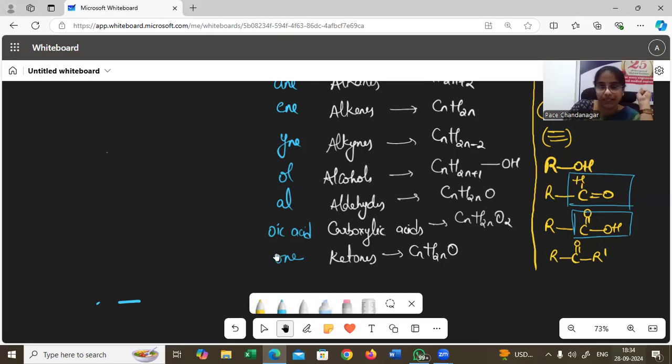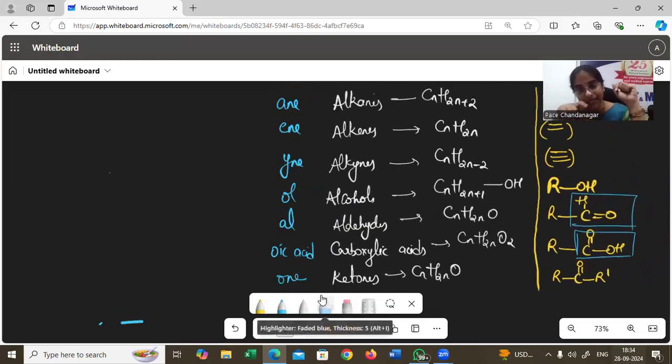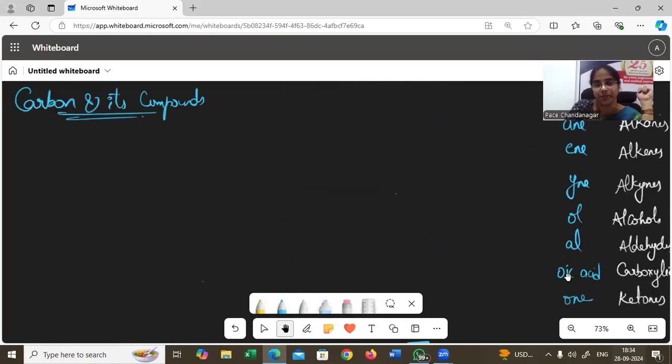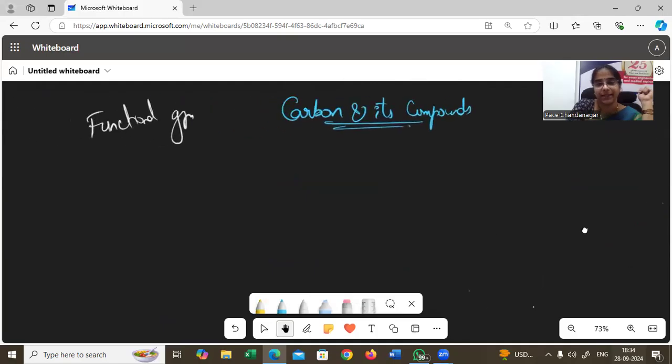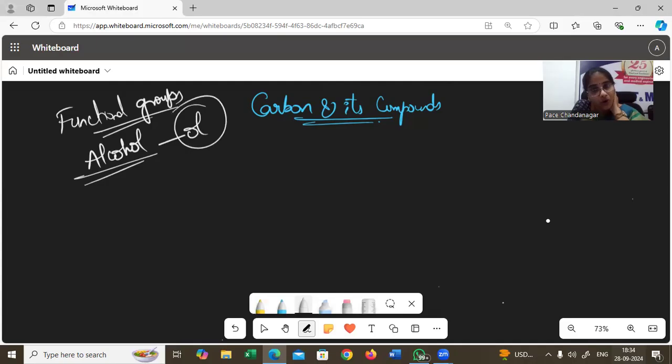So let us do what it is all now. You have already seen alkanes, alkenes, alkynes, right? So now let us deal with alcohols, the functional groups. The first functional group we talk about is alcohols. Please write it down. Functional groups, alcohols. The suffix would be "-ol" here. Alcohol, it is CnH2n+1 with an OH there.